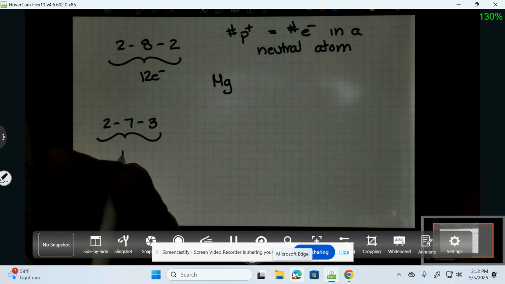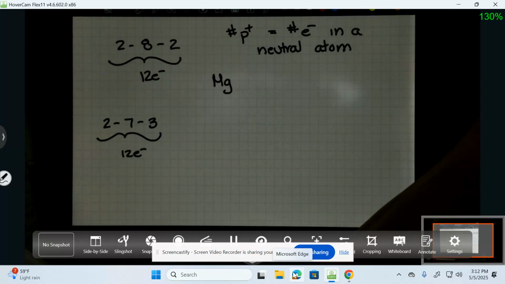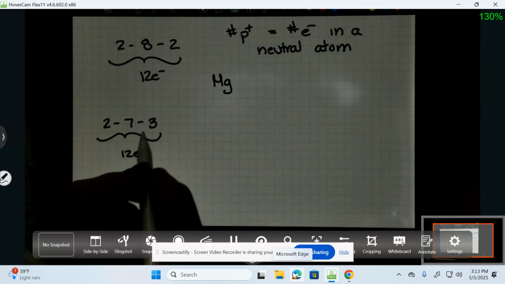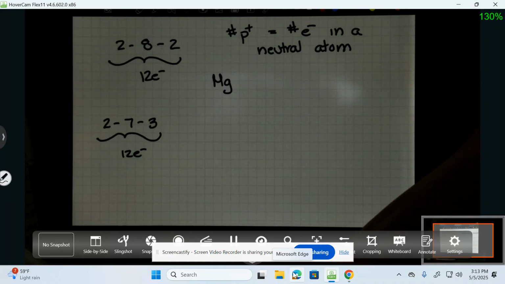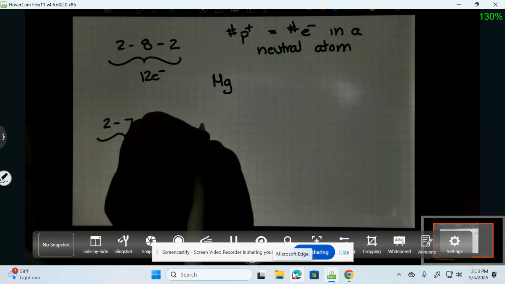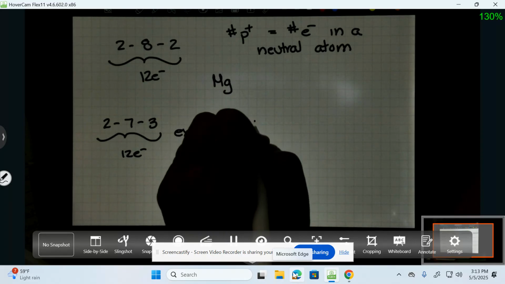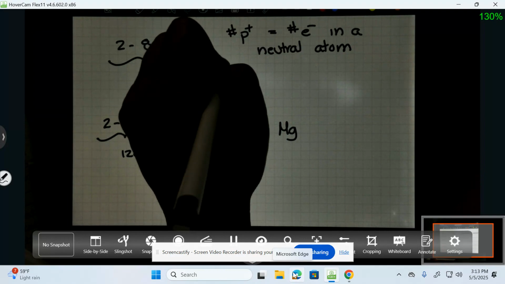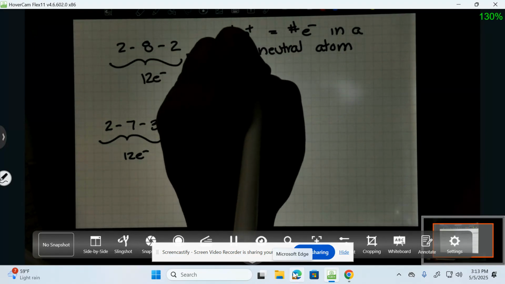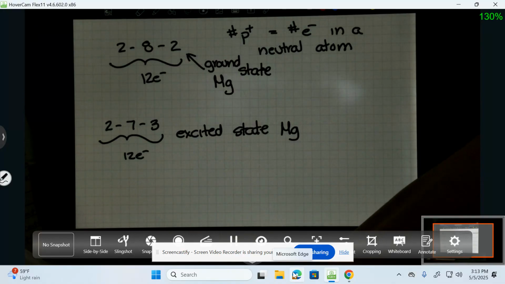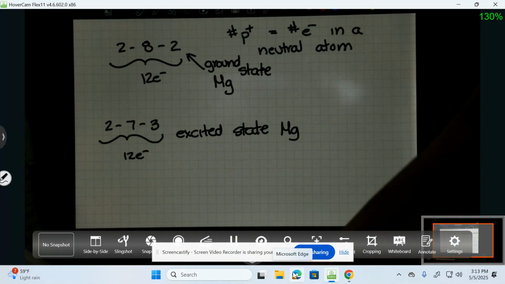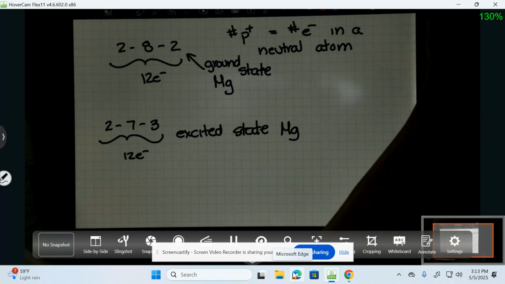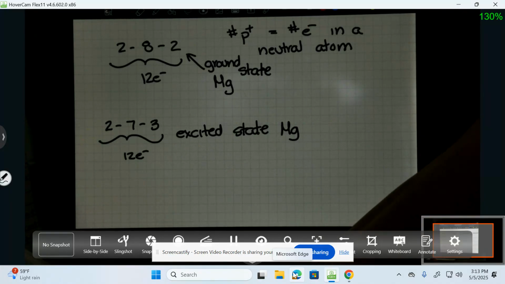All right. What about 2-7-3? That's still going to have 12 electrons. But does it match magnesium? Well, it adds up to 12, so it's got to be magnesium. Does that match magnesium's electron configuration? Nope. So this is excited state magnesium. This one was ground state magnesium. See the difference? There's only one ground state, and it's given to you. There are multiple excited states.